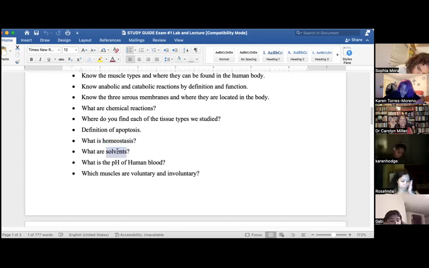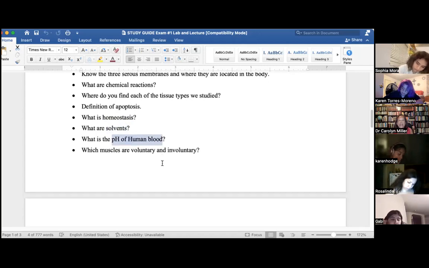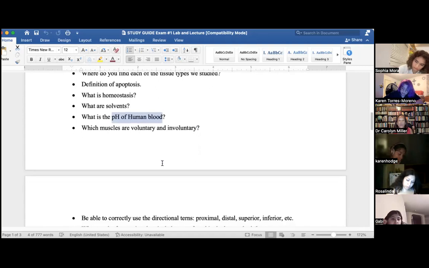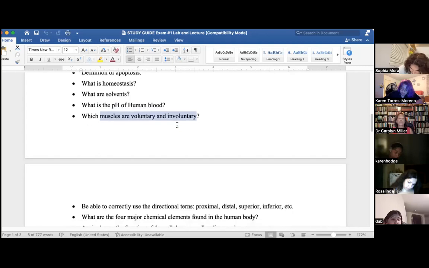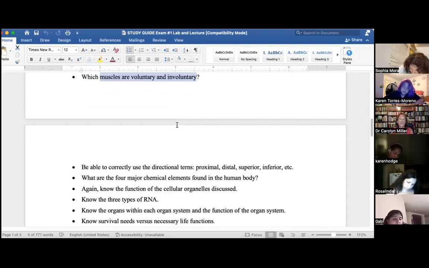What are solvents? It is usually in the greatest proportion, and it dissolves the solute. We did the one in the lab where it was crystals on a solid agar, so both were solid. The crystals in the smallest amount were the solute. The solvent in the greatest amount was the solid agar plate. So the solvents dissolve the solutes. The pH of human blood is slightly basic, 7.4. And I talked about the only voluntary muscle being skeletal; cardiac and smooth are involuntary.